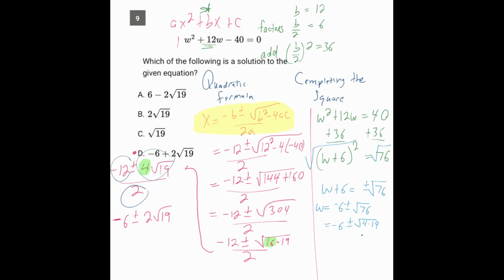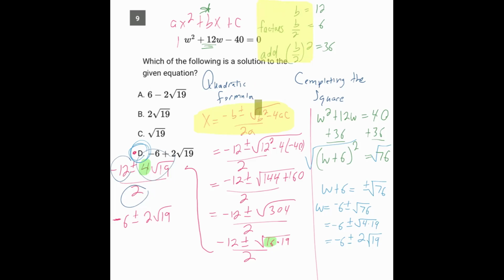And what's the square root of 4? Well, of course, it's 2, but the 19 stays underneath. So we have negative 6 plus or minus 2 root 19, and negative 6 plus 2 root 19 is one of those two answers. So for the completing the square method, you need to memorize b over 2 squared, and b over 2 is what it factors to. B over 2 squared is what you add to both sides.